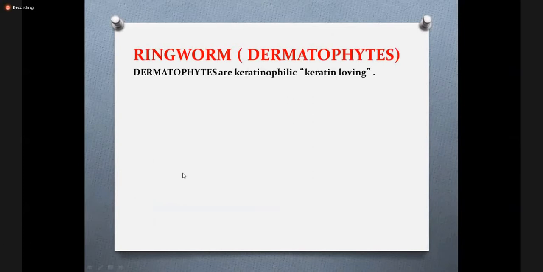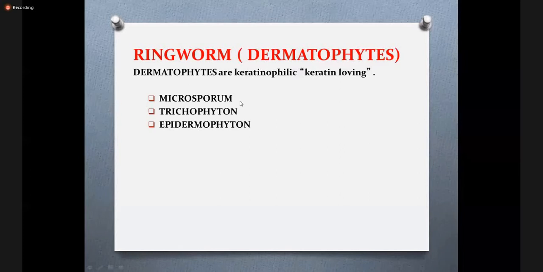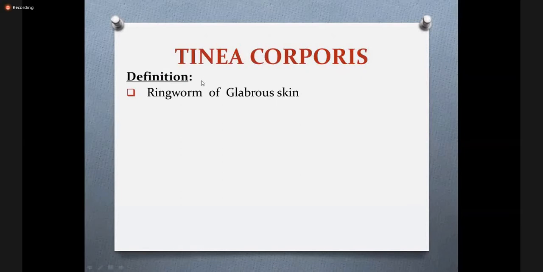Okay, now dermatophytic infections, which are caused by dermatophytes. Okay, they are superficial. They are only present in the superficial skin, keratinophilic, keratin loving. Okay, they are further divided into Microsporum species, Trichophyton, and Epidermophyton. Okay, now tinea corporis. The most common infection is tinea corporis. It is a ringworm of the glabrous skin. Anybody knows what is glabrous skin?